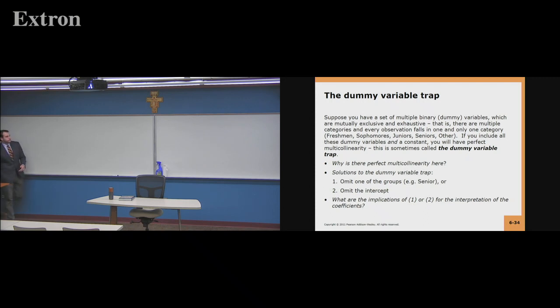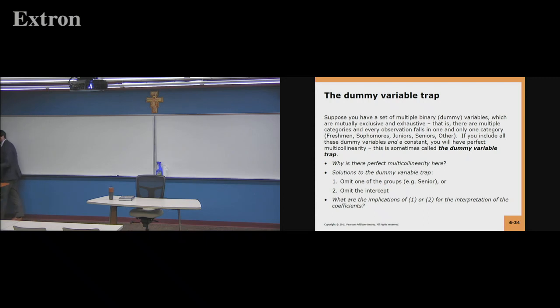Something else to be aware of is what's called the dummy variable trap. If you have a set of dummy variables, these are binary. Say you have regions: north, south, east, and west. You have 1 if it's north, 0 if it's one of the other three regions; 1 if it's west, 0 if it's one of the other three regions. If you include all four of those in your regression, you're going to suffer from perfect multicollinearity.